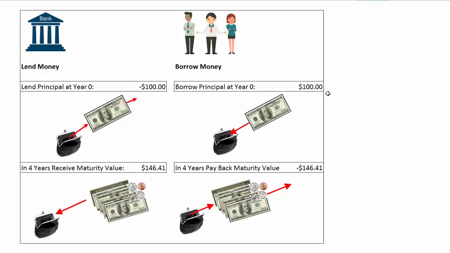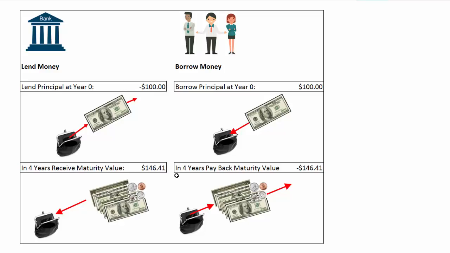It has to be recorded as a plus, because guess what? You just went to the bank and asked for money, and they gave it to you. In 4 years, when there's a maturity value, here's the bank. Oh, yeah, they lent it. So as a positive number, the full 146.41 comes into the bank's wallet or purse.